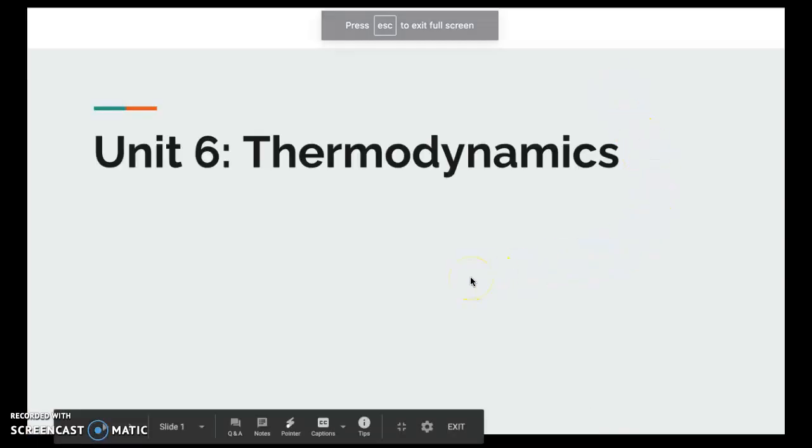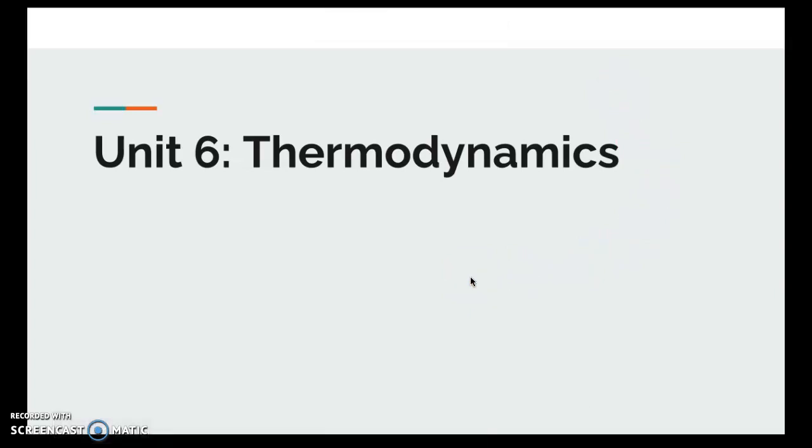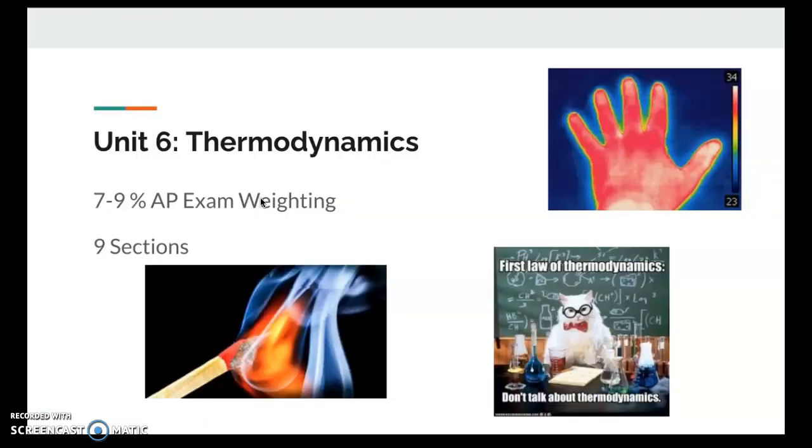Hello, this is the screencast for the 6.1 notes. Unit 6 is on thermodynamics, and overall, this unit is going to have 7 to 9% of the AP exam weighting. There's 9 sections in this unit, and we're just going to cover section 1 today.